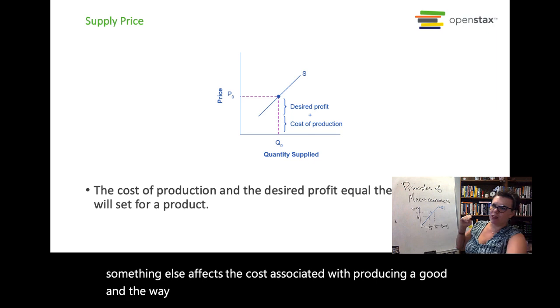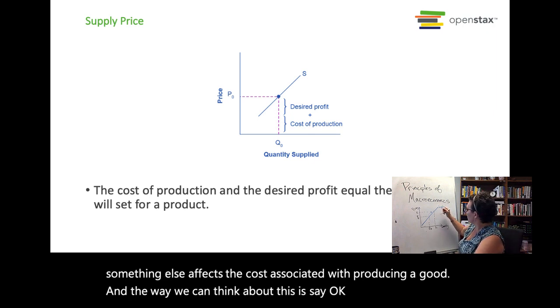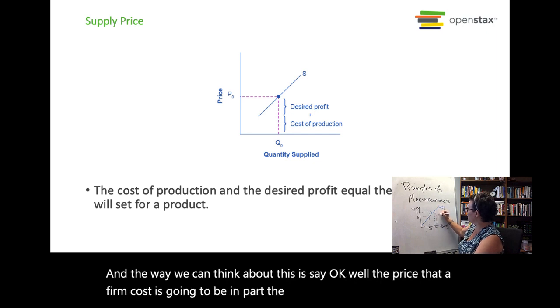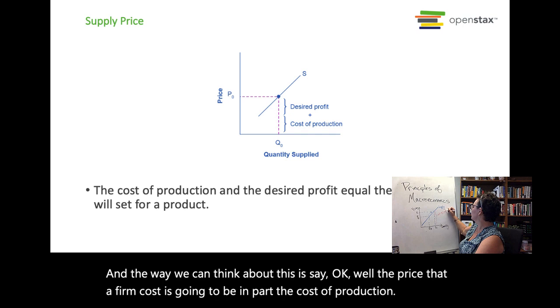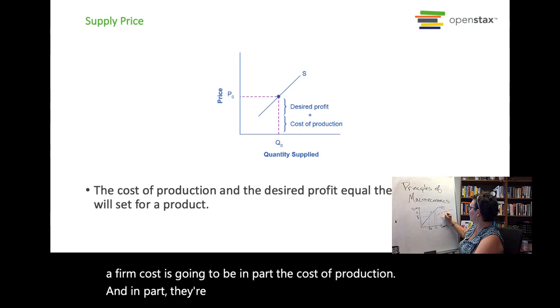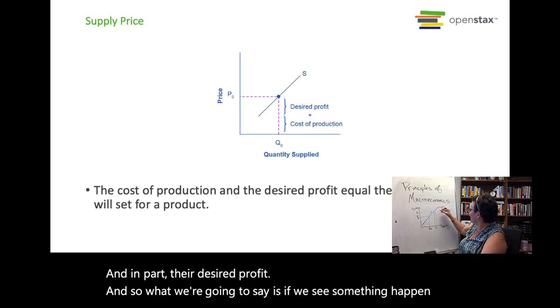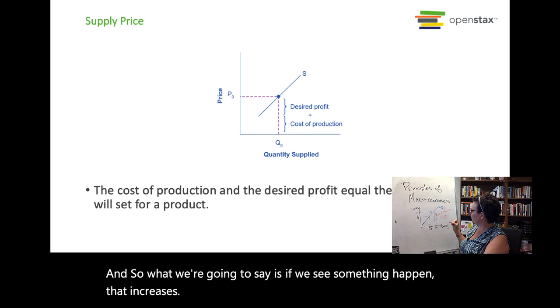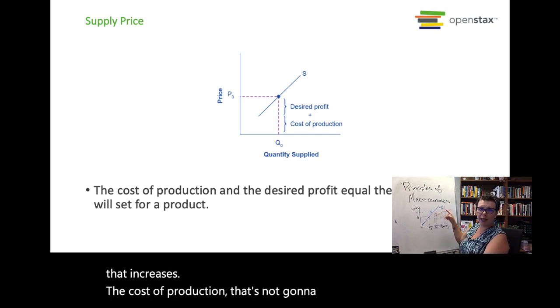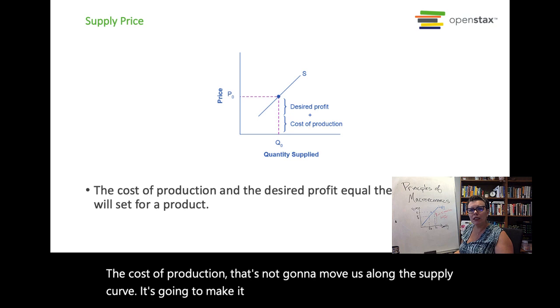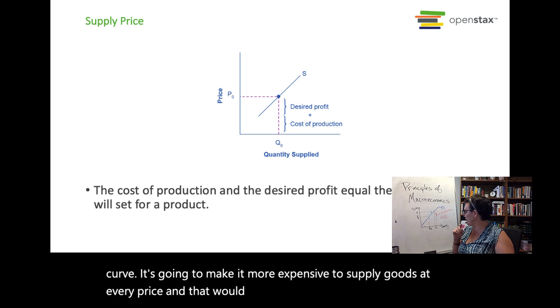And the way we can think about this is say, okay, well, the price that a firm charges is going to be in part the cost of production and in part their desired profit. And so what we're going to say is, if we see something happen that increases the cost of production, that's not going to move us along the supply curve. It's going to make it more expensive to supply goods at every price. And that would be a shift in the supply curve.